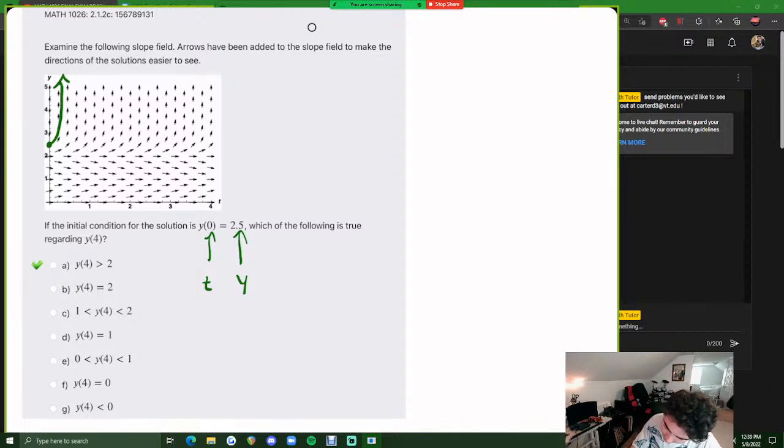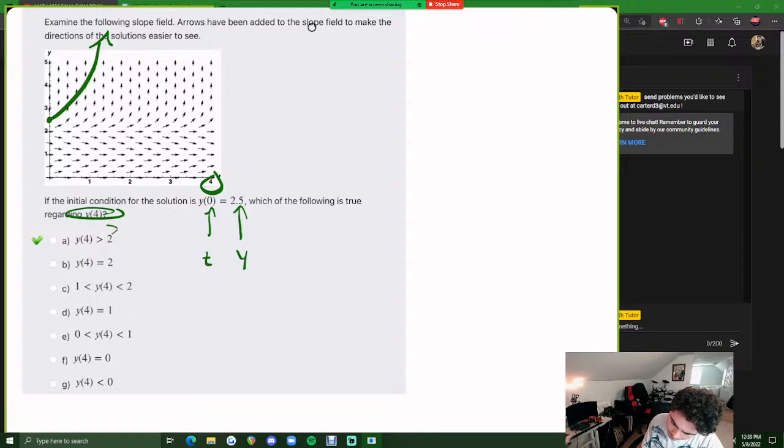And so they ask us, which of the following is true regarding y of 4? So they're asking us, what's the y value of this curve that we just sketched? What's the y value when t equals 4? Well, by the time t is 4, this function would have already shot up to infinity. But all we need to know is that that y value is greater than 2, because they mention 2 because it's the equilibrium solution.